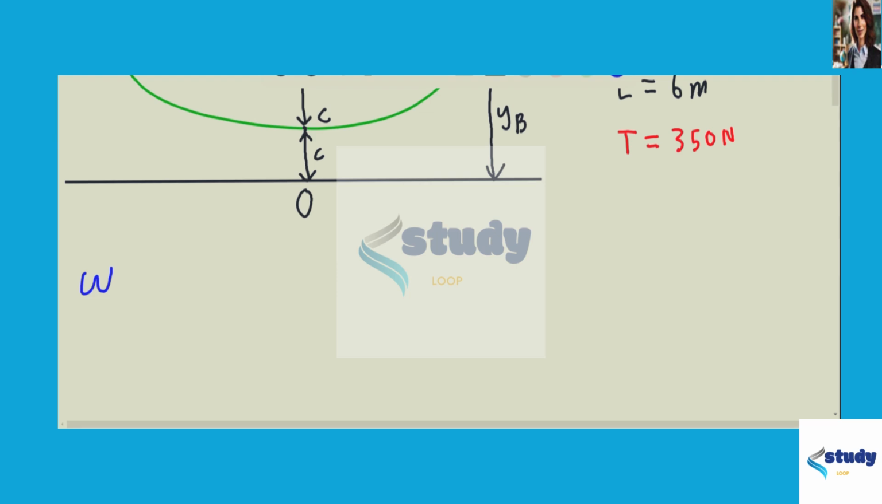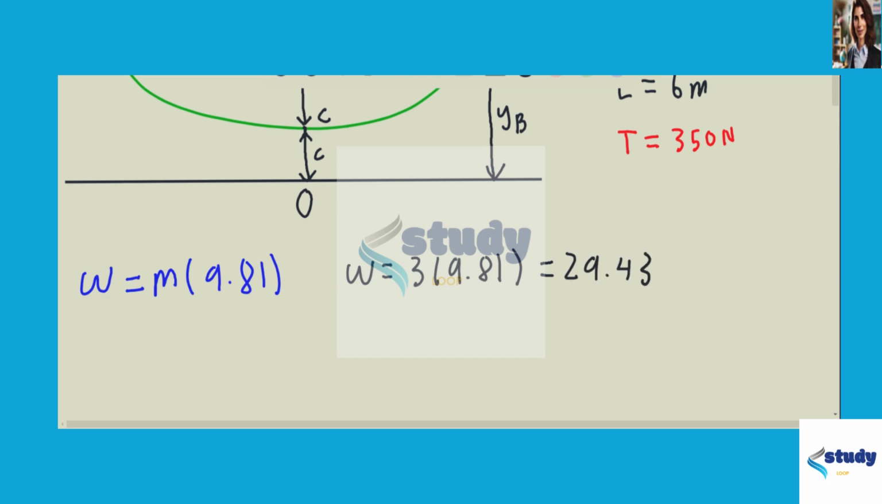So this weight per unit length is going to be equal to the mass per unit length times the acceleration due to gravity. So the weight is going to be equal to 3 times 9.8, and we'll get a weight per unit length of 29.43 newtons per meter.